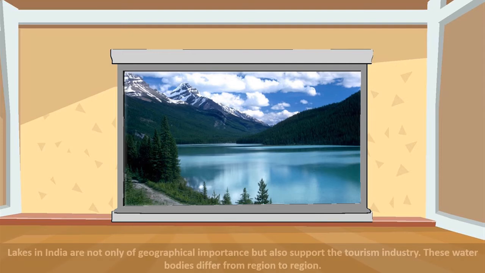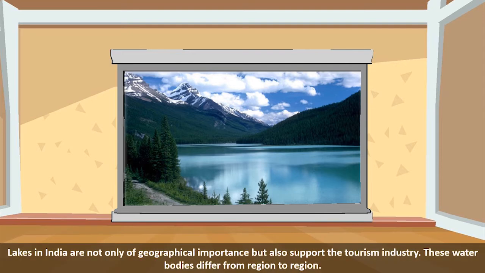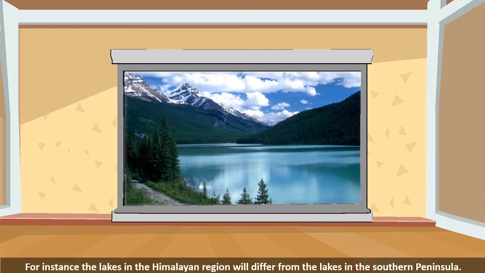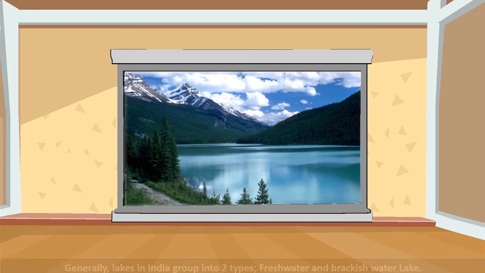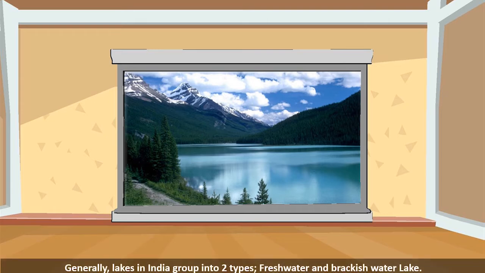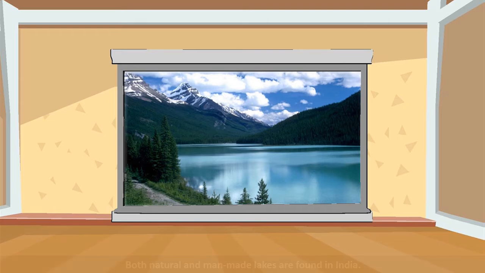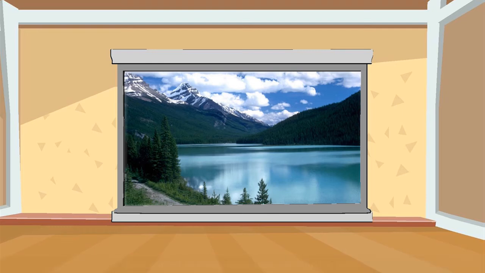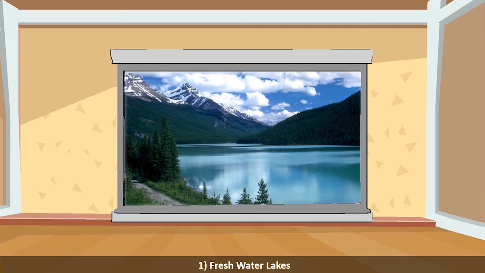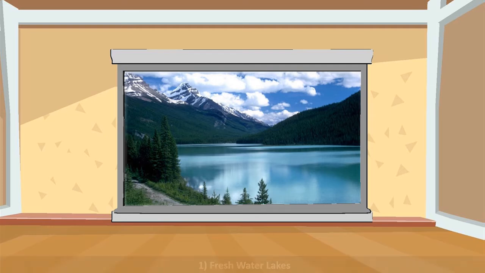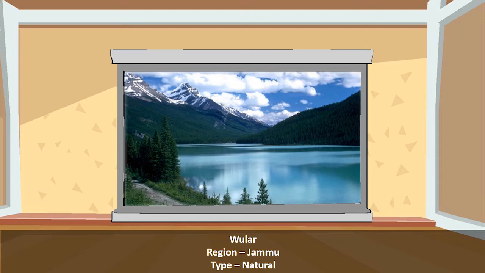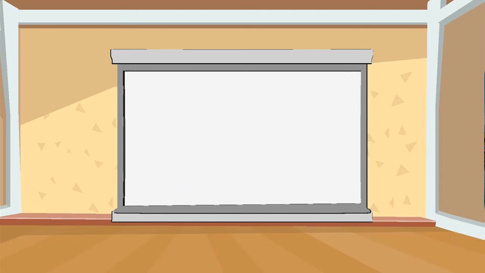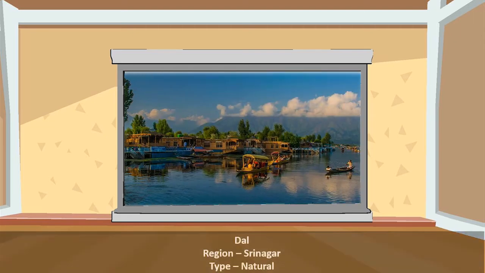Lakes are a vital part of the geography as well as tourism of India. The structure of this water differs region-wise, which means the characteristics of the lakes in the Himalayan region and peninsular regions will differ. The lakes are classified as freshwater and saltwater lakes and natural and man-made lakes. The table in the slide highlights names of the lakes and gives their classification as freshwater or saltwater, natural or man-made.